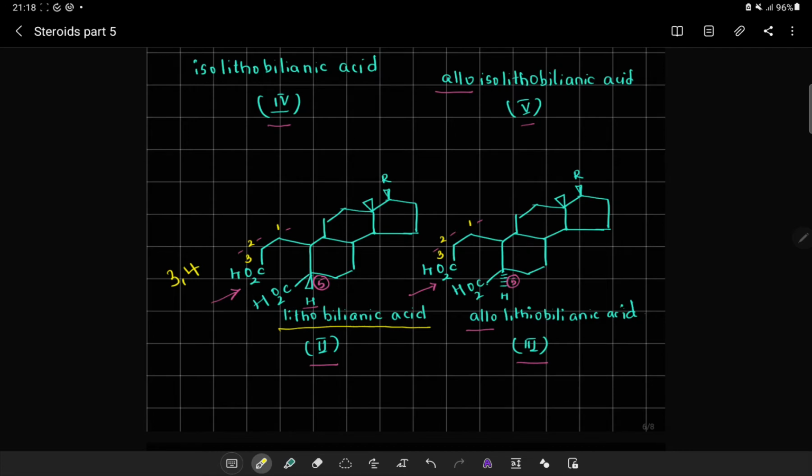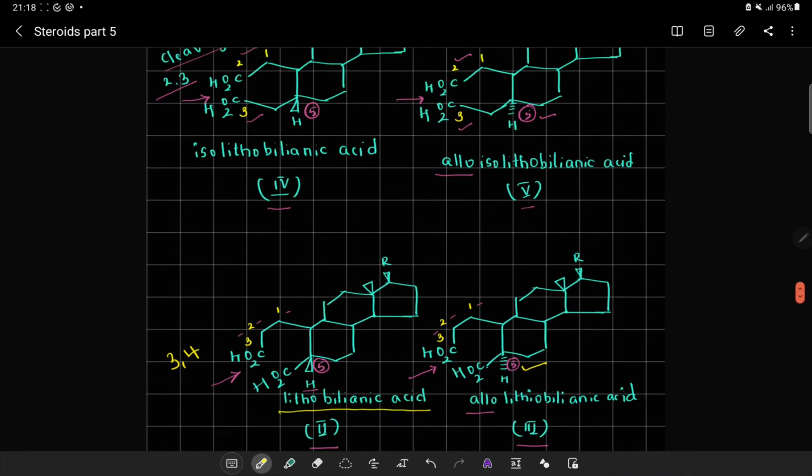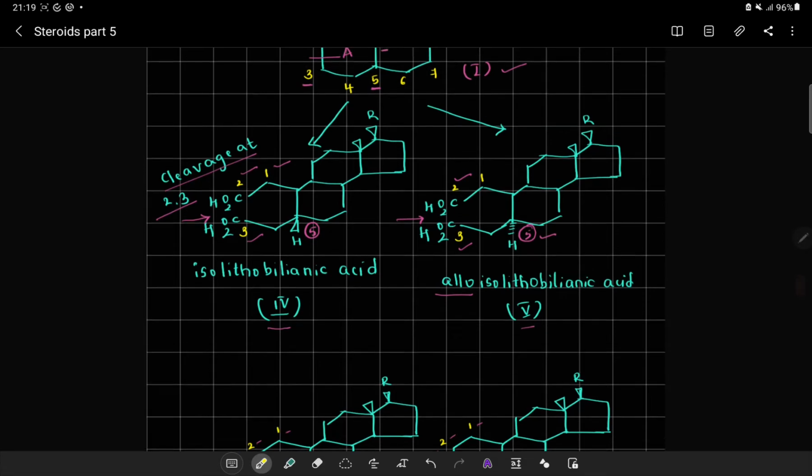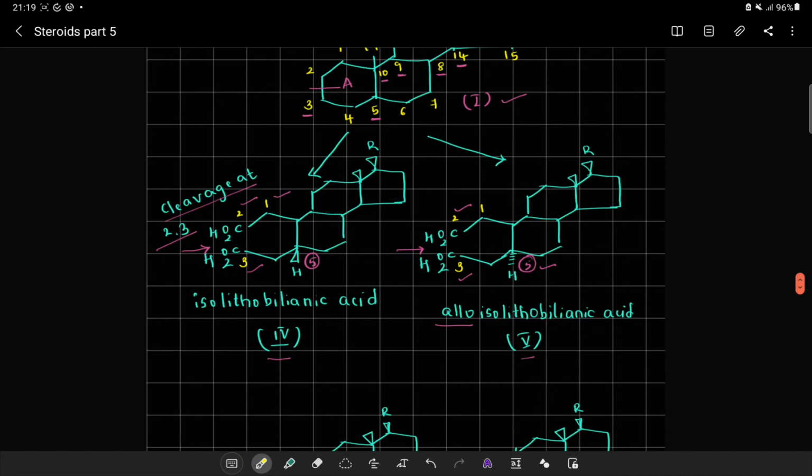Allolithobilianic acid was synthesized because there is a cleavage at position number 4, but at position number 5 the proton is below the plane. The next two isomeric acids that we tried to synthesize were isolithobilianic acid, where the cleavage was at position number 2 and 3, and the second system where the cleavage was between position number 2 and 3 respectively, but at position number 5 the proton was below the plane. So here, isolithobilianic acid and alloisolithobilianic acid were given the Roman numerals 4 and 5 respectively.